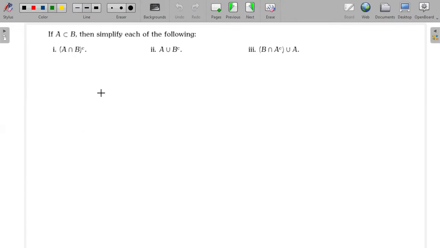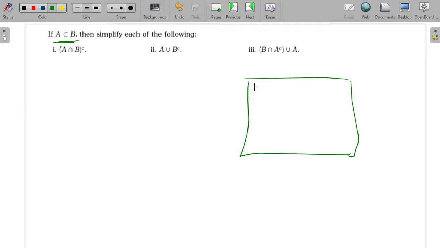The next part here is telling us that A is a subset of B. Then they're telling us to simplify each of the following sets. If A is a subset of B, we're just saying A is contained in B. So if I draw the set like this, you have the set B outside, and then you have the set A like that. So A is contained in B. That's what the subset is telling us.